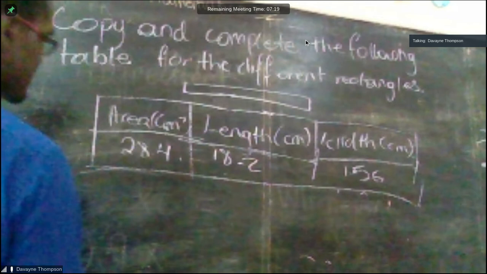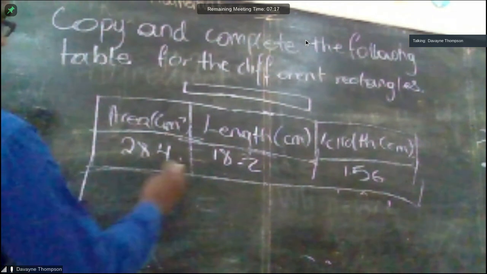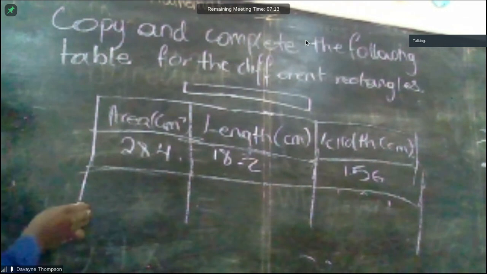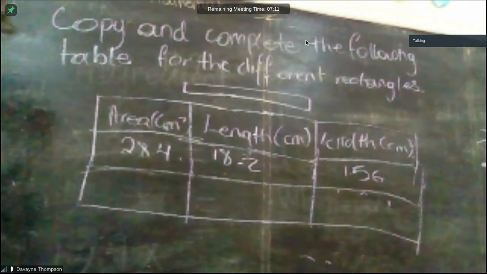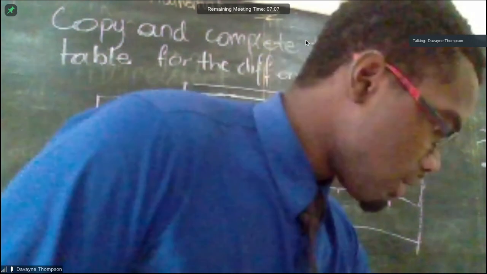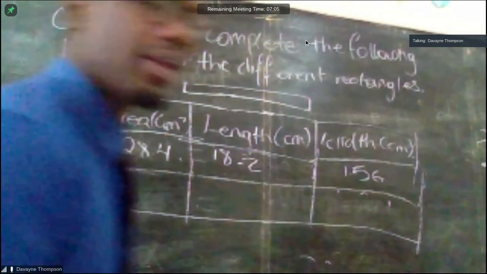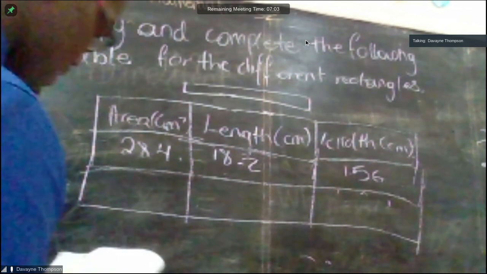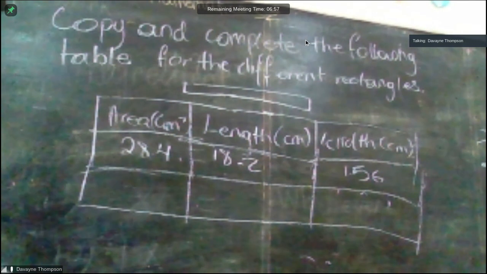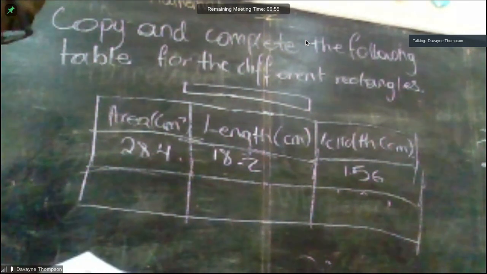Alright, here's the next row. Okay? Now, your area, it will be too easy if I gave you length and width and asked you to find area. This one, I'm going to ask you to find length. Alright? So here's your question.